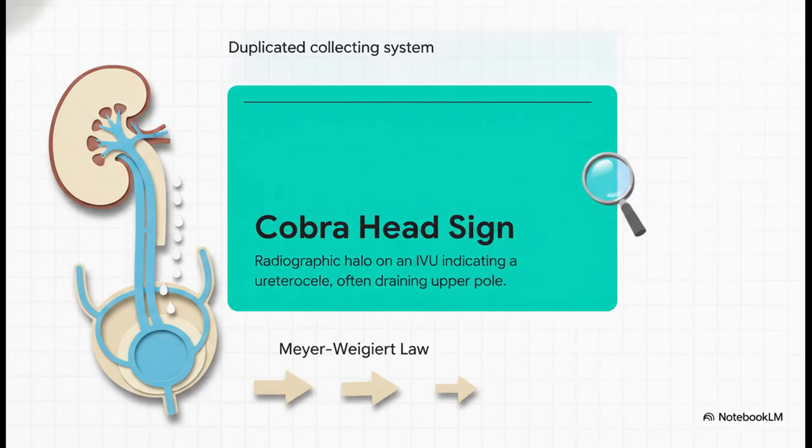Now, take a look at this beautiful radiographic finding. This is the classic pathognomonic cobra head sign on an IVU. That halo right there indicates a ureterocele, which is a cystic dilation of the terminal ureter bulging straight into the bladder. The really high-yield takeaway here? Ureteroceles are highly associated with a duplicated collecting system, and they routinely drain the upper pole of that duplex kidney. That's known as the Meyer-Weigert law.